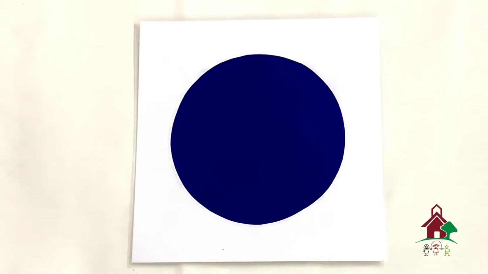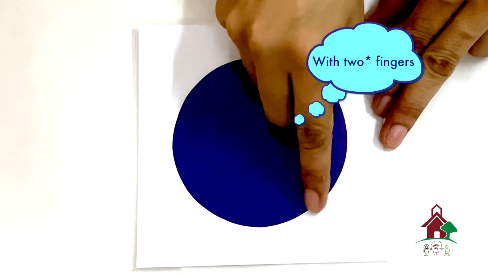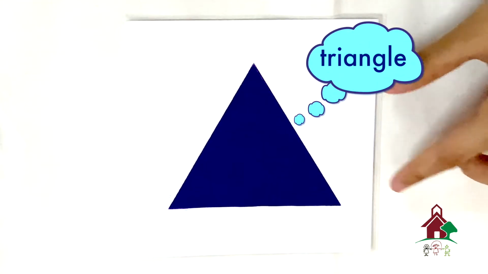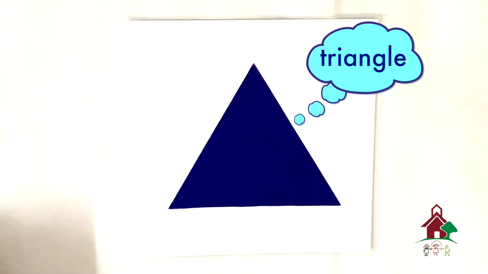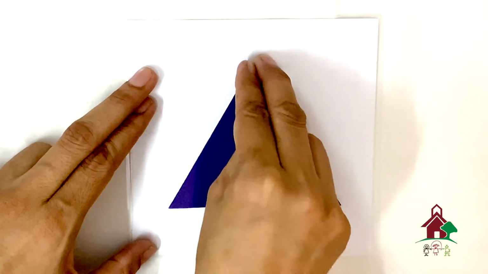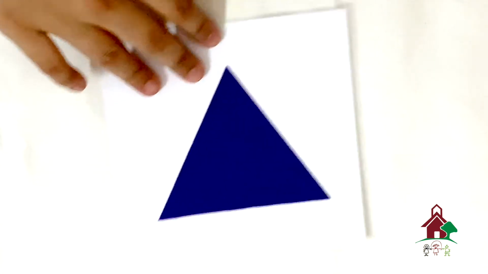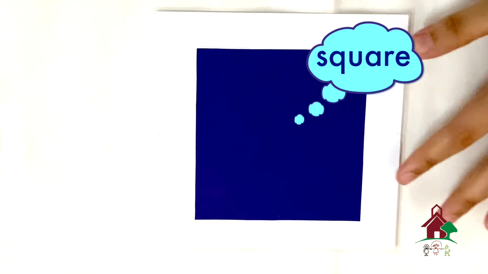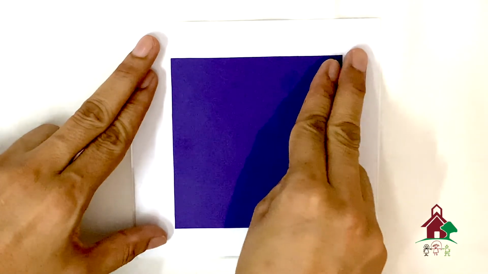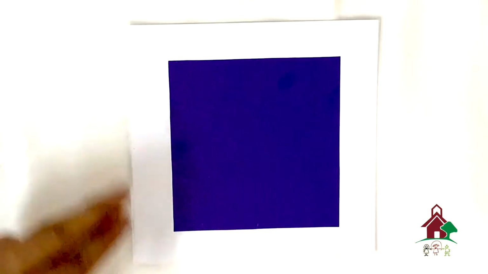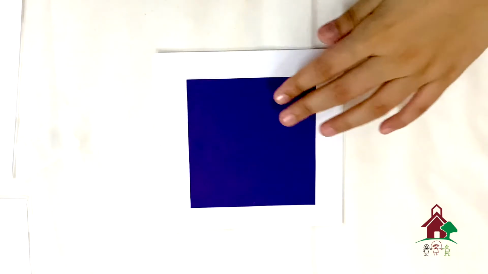Well, coming back, this is circle. Circle. Next we have triangle. Triangle. Next we have square. Square. Now let's bring all the three together.